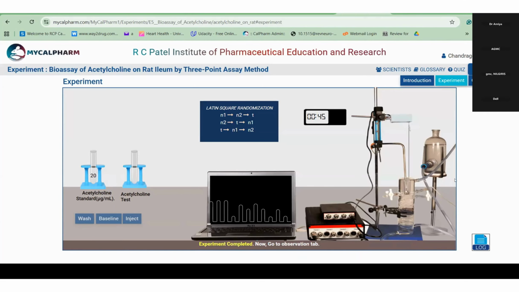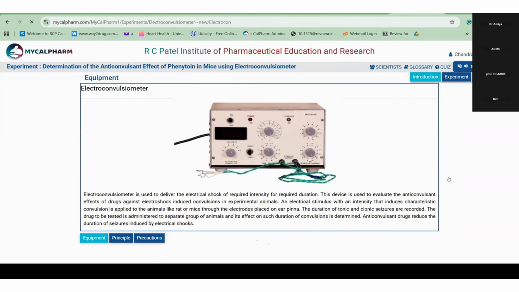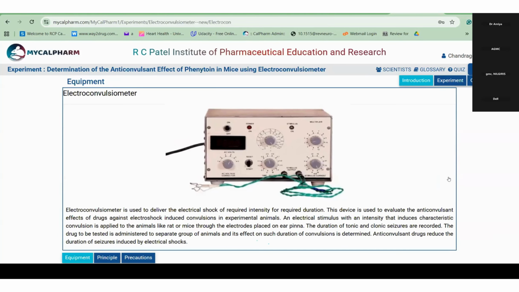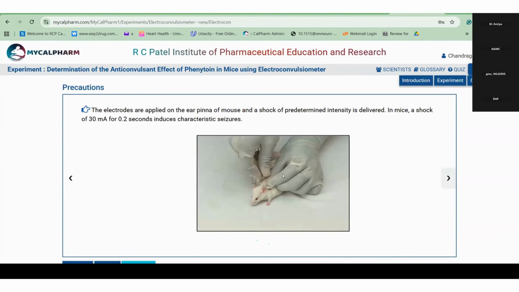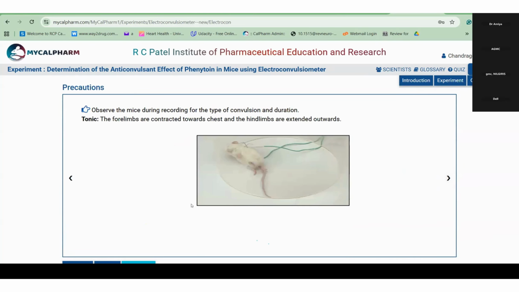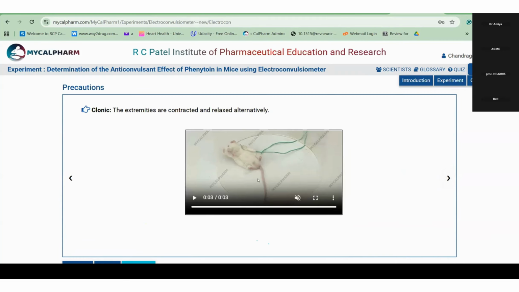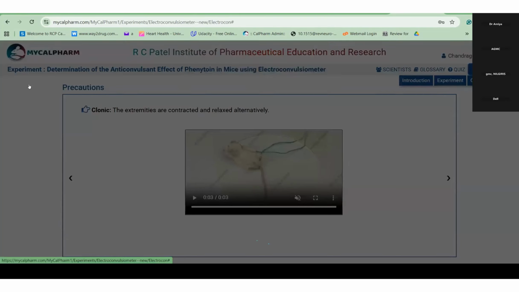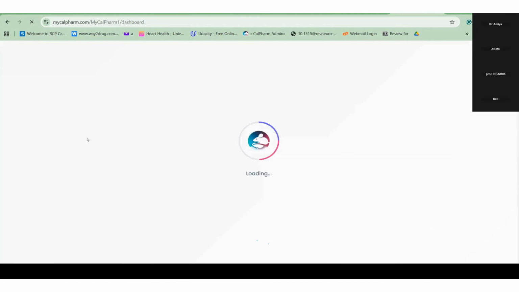Okay. Beyond this, we have multiple experiments where the things are very tricky. Like if you want to show your students what is meant by tonic convulsion, or what is meant by clonic convulsion, where there are continuous jerks coming in the extremities. So these minute details you cannot tell to your students if you do not have this particular efficient tool. Okay. So here I am finishing my demonstrations.